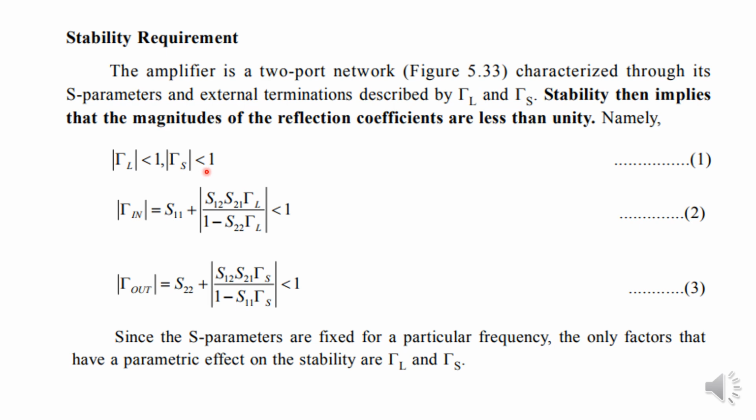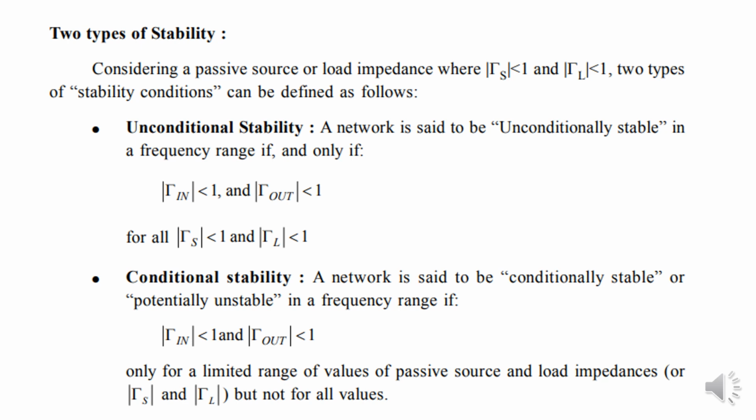Here we will write the equations in terms of S parameters. We already discussed what the S parameter is and why we go for the S parameter, particularly for microwave signals. And tau in and tau out give the reflection coefficient at the input and output side. Since the S parameters are fixed for a particular frequency, the only factors that have a parametric effect on the stability are tau L and tau S. We discuss it in terms of these two factors.